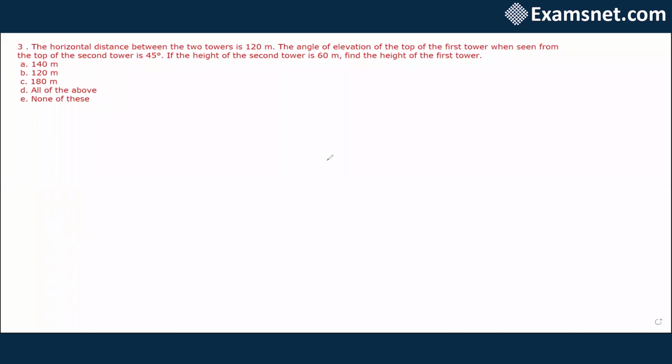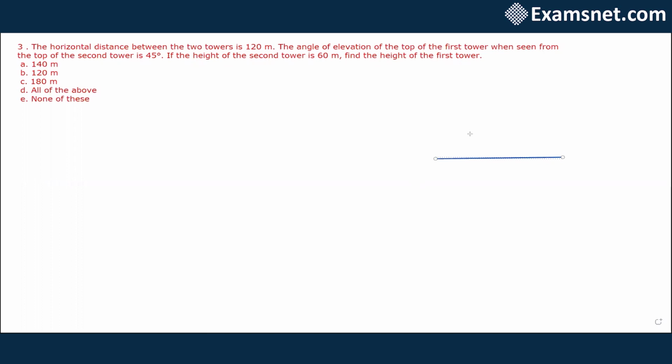Question number 3. The horizontal distance between the two towers is 120 meter. The angle of elevation of the top of the first tower when seen from the top of the second tower is 45°. If the height of the second tower is 60 meter, then find the height of the first tower. Okay, so let me draw it first.